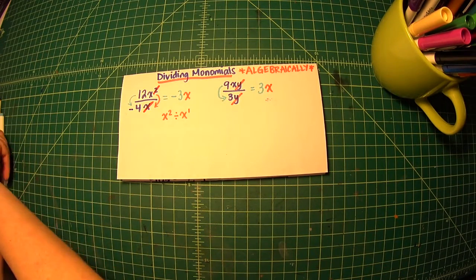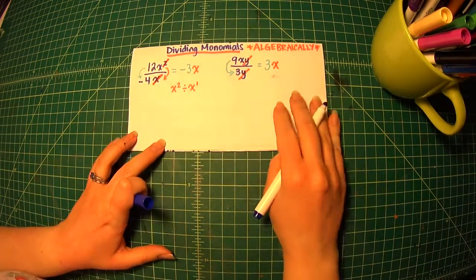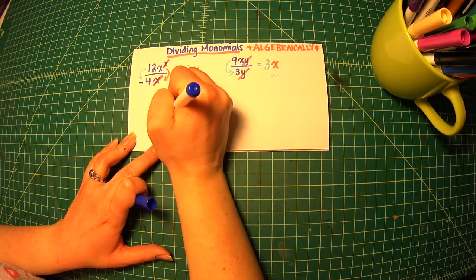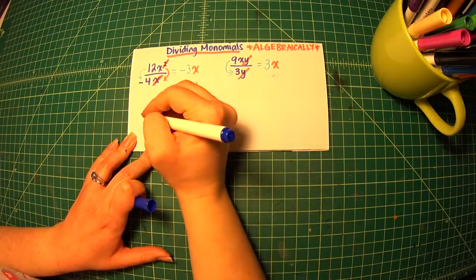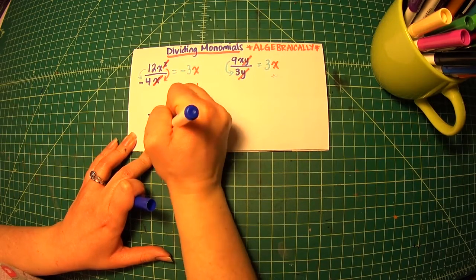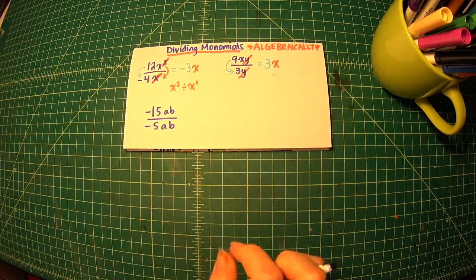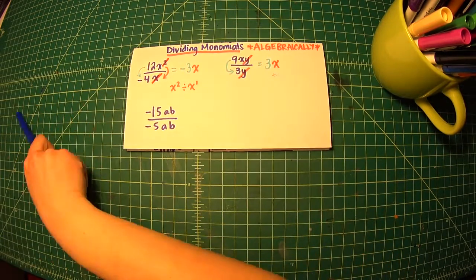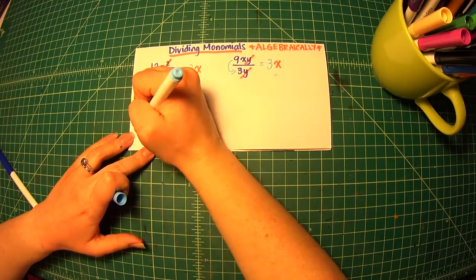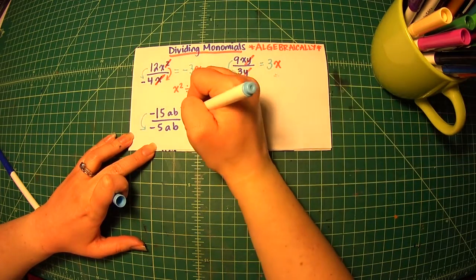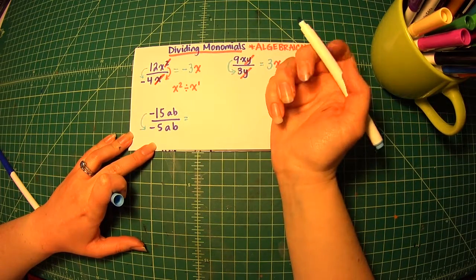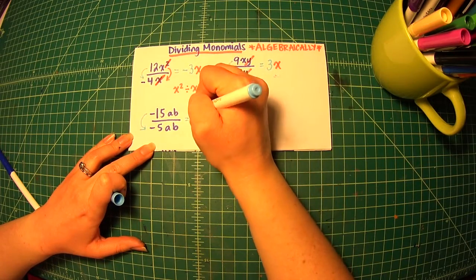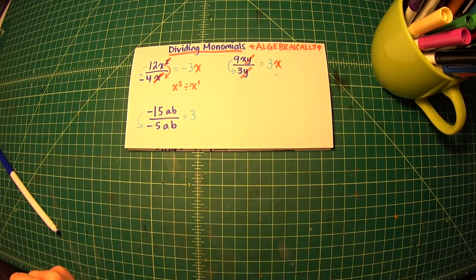Okay, another one. Negative 15ab divided by negative 5ab. So I've got a negative divided by a negative. So first of all, that's a match, so it's going to be a positive. Can she wear it? Yes, it's a match. 15 divided by 5 is 3.